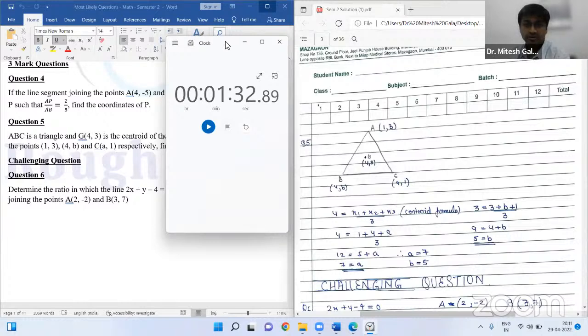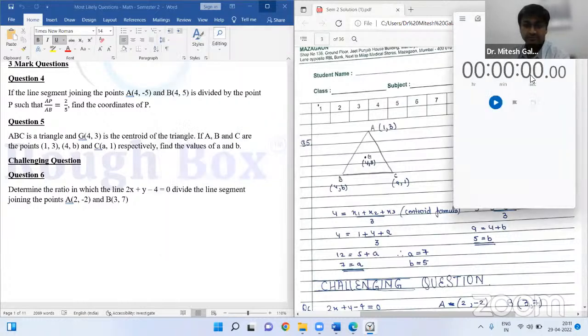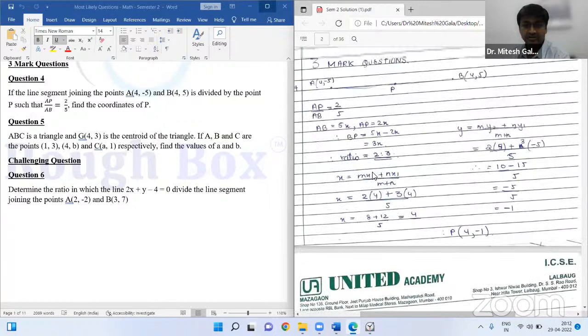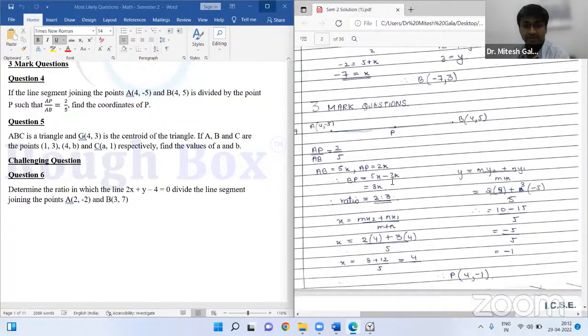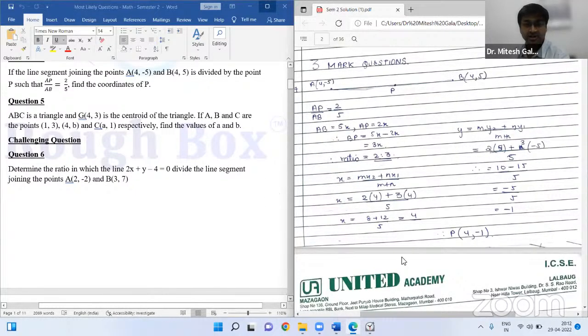Yes, what's your doubt? Sir, in the previous question, how did we get the ratio? This is AP to AB. So you subtract AB minus AP, which becomes 3, which is PB. So therefore AP and PB becomes 2:3. Got it? Okay. Chalo, question number 6.